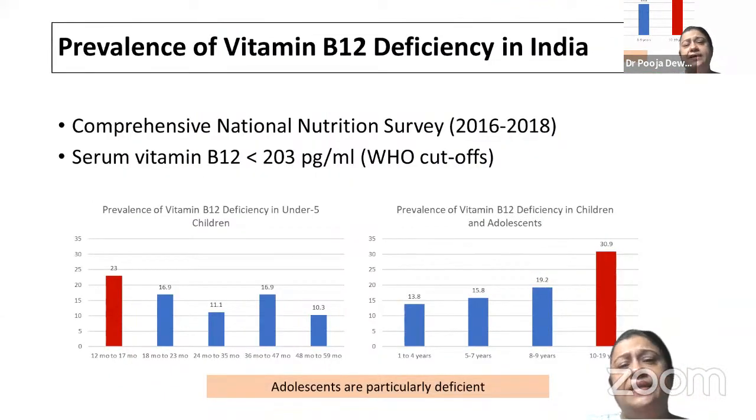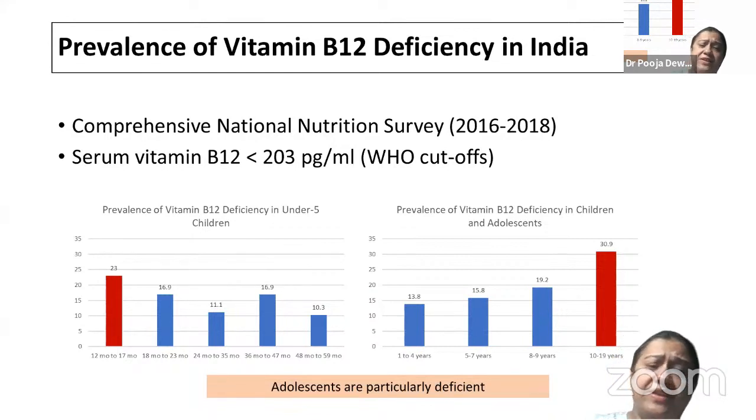Now coming to why this problem is important. B12 deficiency, as per the CNNS survey, we can see that when we look at the pediatric age group, as the children become older and approach adolescence, the prevalence of B12 deficiency becomes to the tune of one-third. So 31% of children aged 10 to 19 years have B12 deficiency.